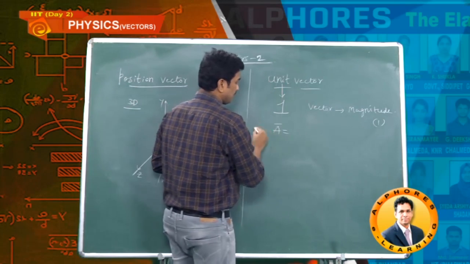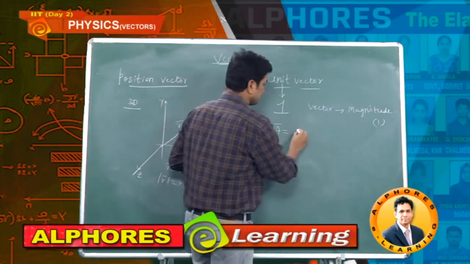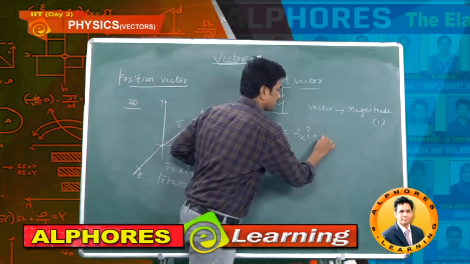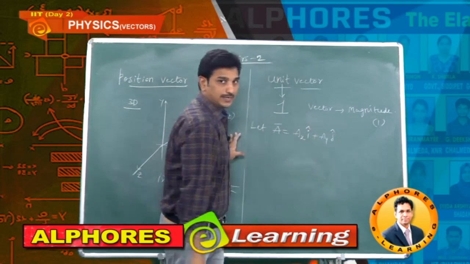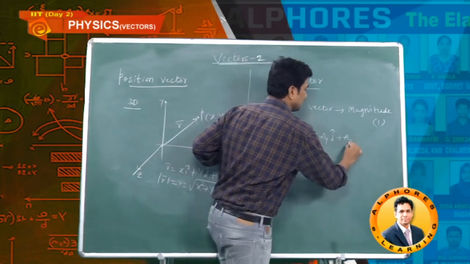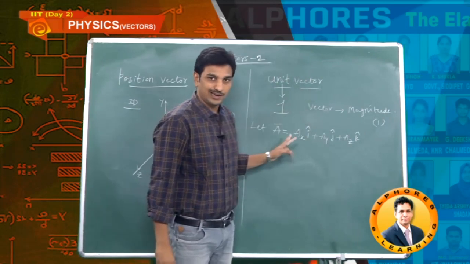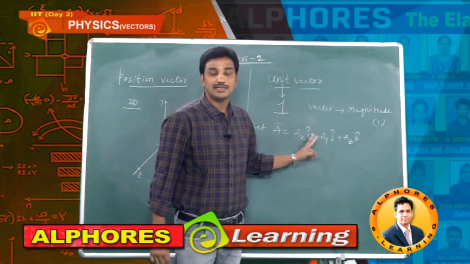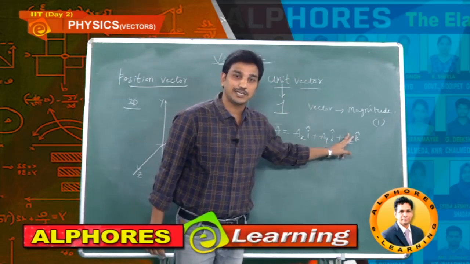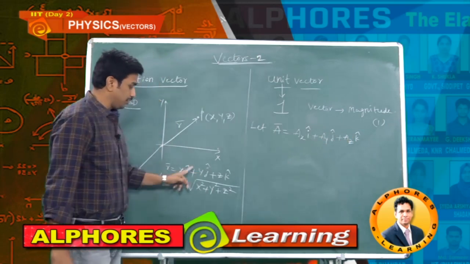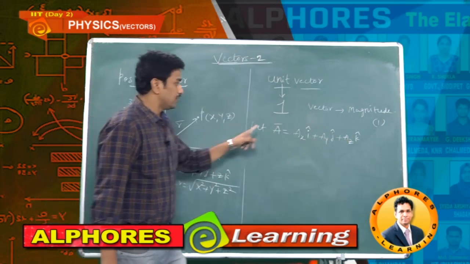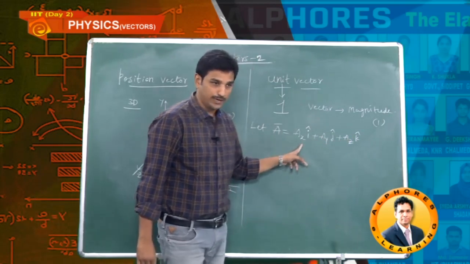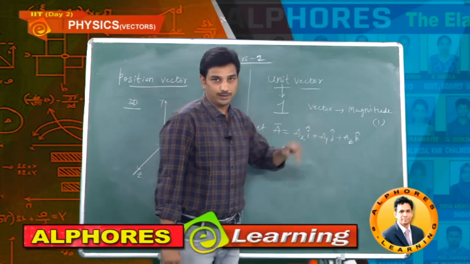Let A bar is equal to Ax i cap plus Ay j cap plus Az k cap. Now you can understand this vector is in 3D because it has x component, y component and z component. See here, 3 components are there, that is in 3D.